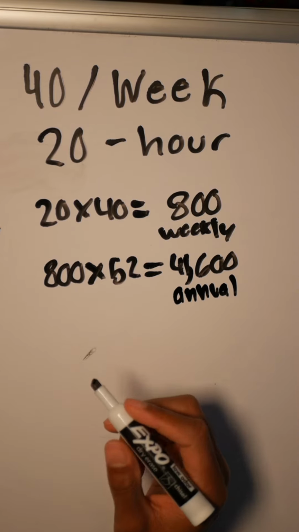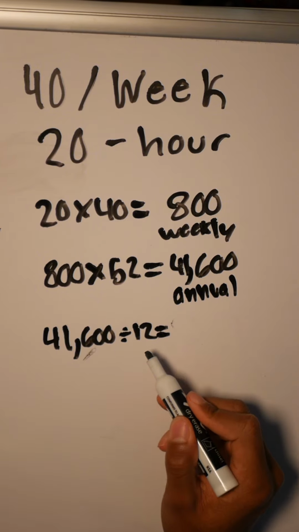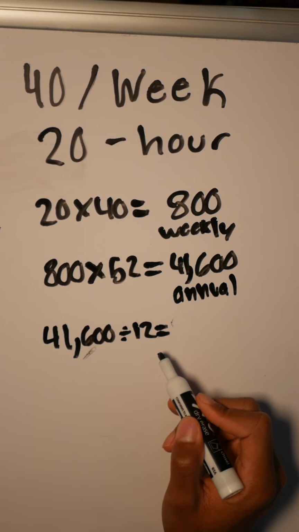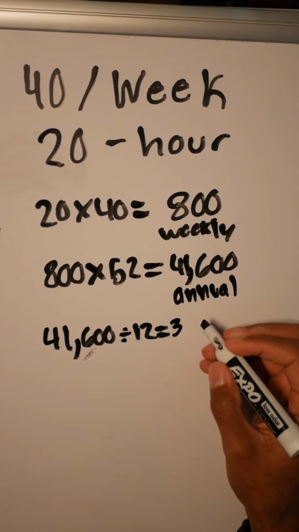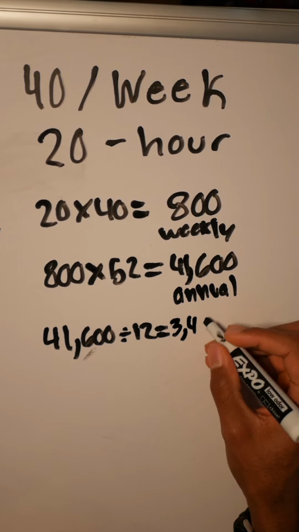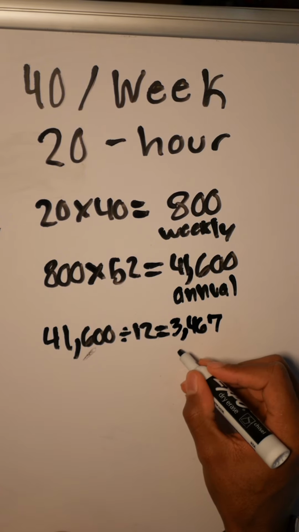All right, so next let's find out your monthly salary. Your annual salary divided by 12, which represents the number of months in a year. We're going to get your monthly salary of $3,467. All right, so that's your monthly.